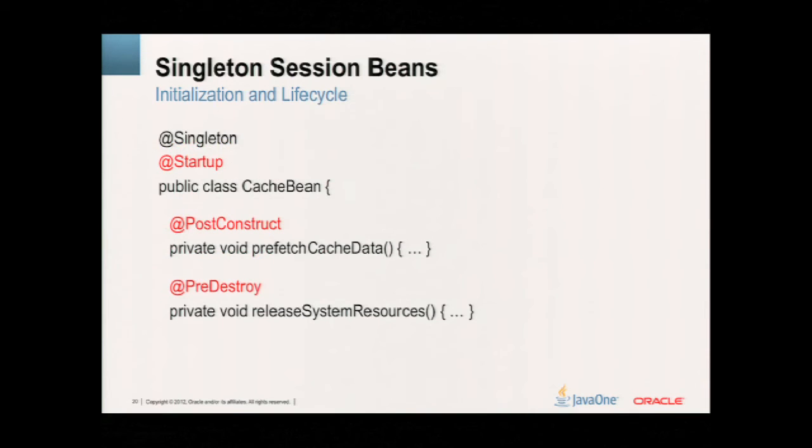So here's an example of a singleton session bean which uses at startup. It's a cache bean and it has a post construct annotation on a prefetch cache data method, which you can think of as the method which would load up or pre-populate your cache. So even your first hit to your singleton cache wouldn't take any additional time. The setup of the cache happens as a part of the deployment. And you have release system resources, which you can think of as the method that would release any system resources that it's holding on to, which would happen as a part of your pre-destroy as a part of the application shutdown.